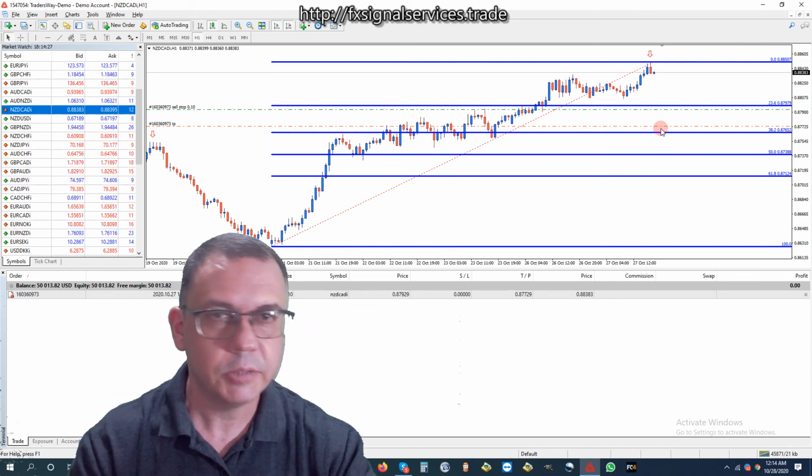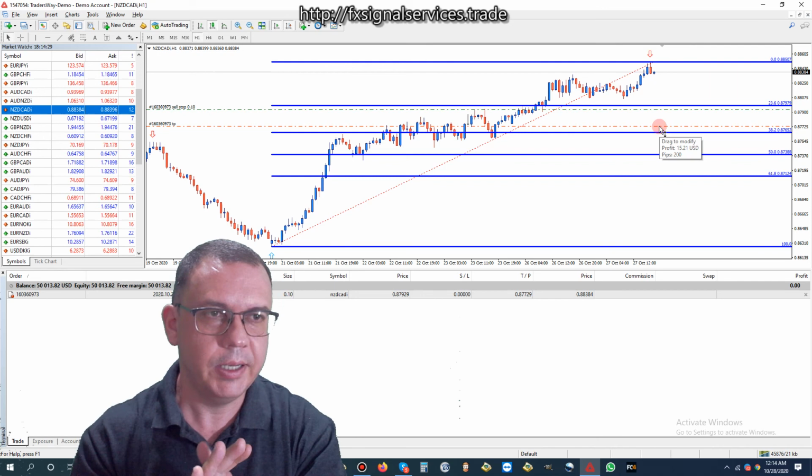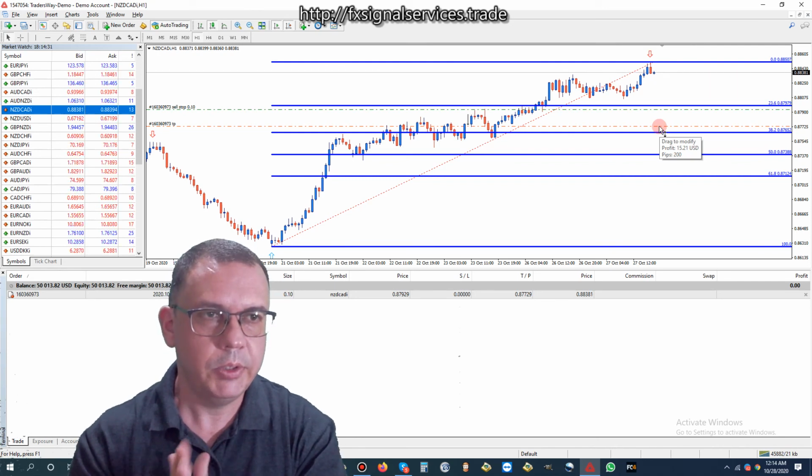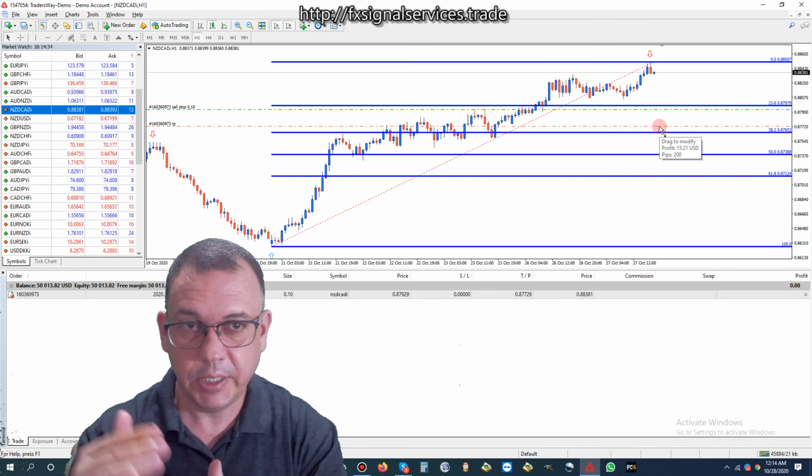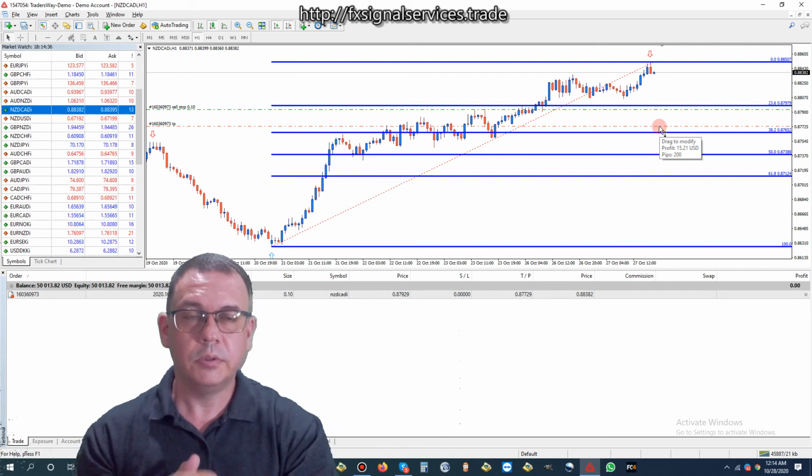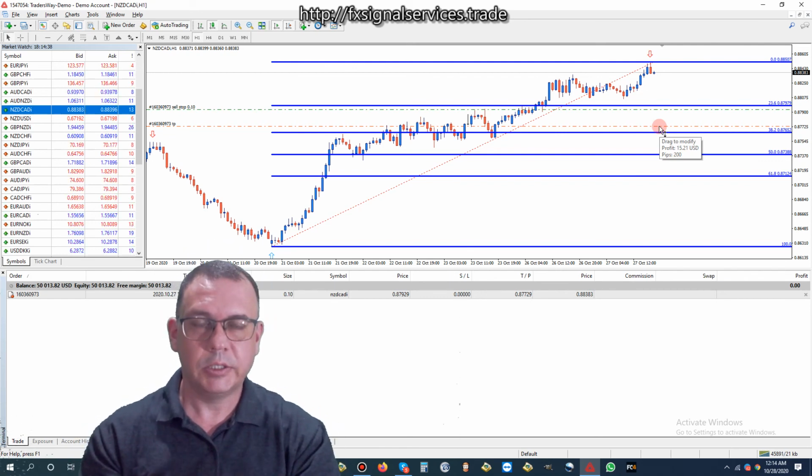So anyhow, that's my free daily signal. NZDCAD right now is definitely a sell. It should be dropping for the next few days, maybe even the next week, I don't know. So you've got plenty of time to get on this and get some money out of this.